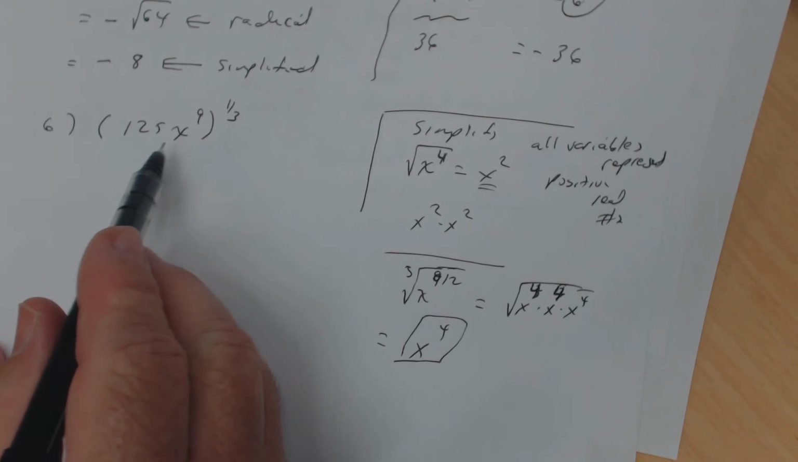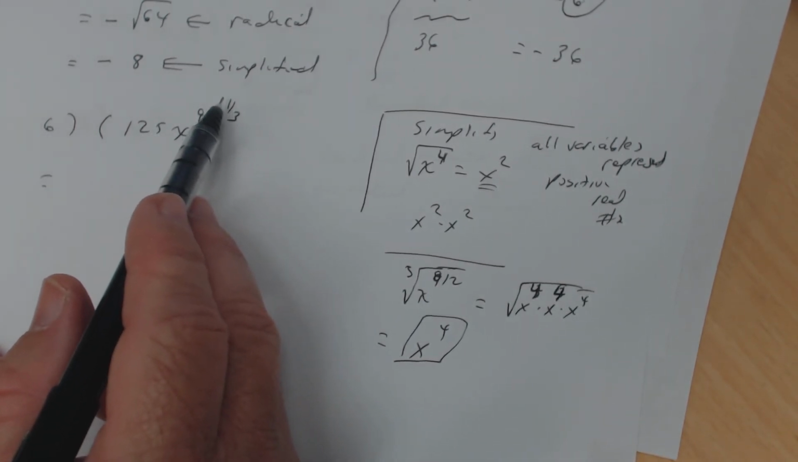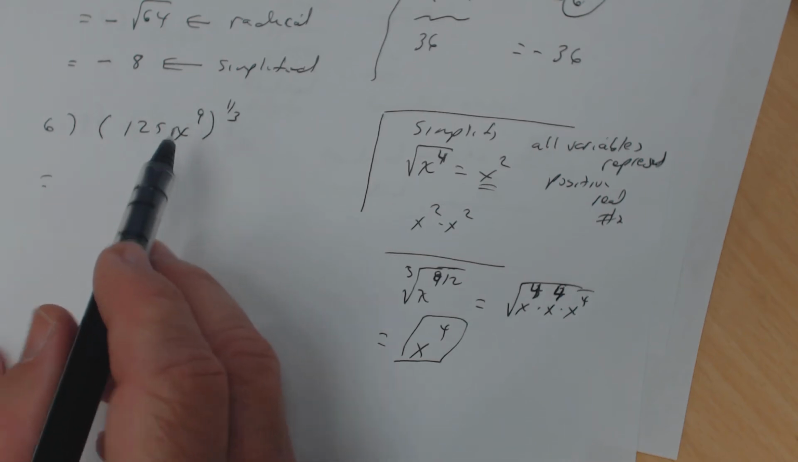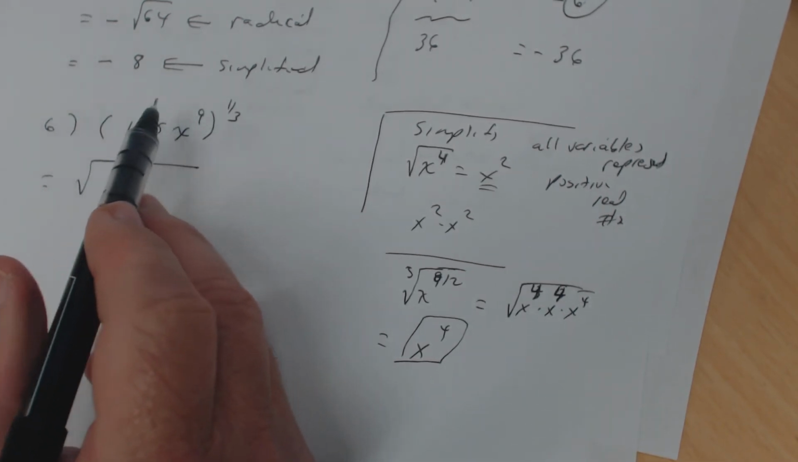All right, so here we're going to do the same thing. We're going to rewrite this. Remember, the rational exponent 1/3 means the cube root, so that's going to be the cube root. And the whole thing, see how this is in parentheses?